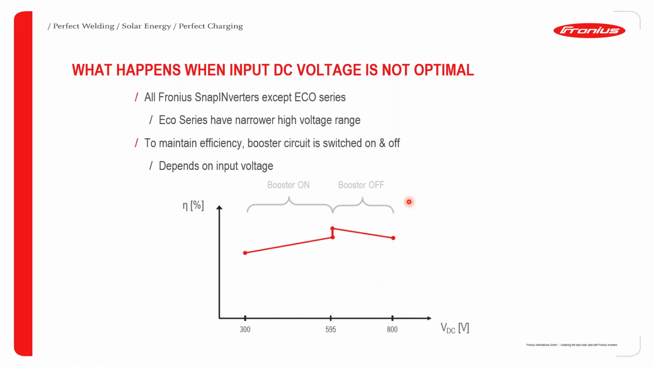the VDC. So for all Snap inverters except the Eco series, you have what we call the booster circuit coming into operation. This kicks in, say, from 300 to about 595 volts. And then once it exceeds this value, the booster goes off. This is actually exclusive to Fronius inverters, so as to help them increase their performance, efficiency, and of course boost their output.